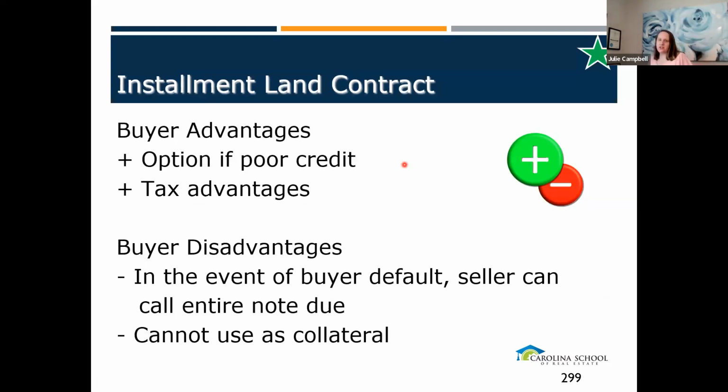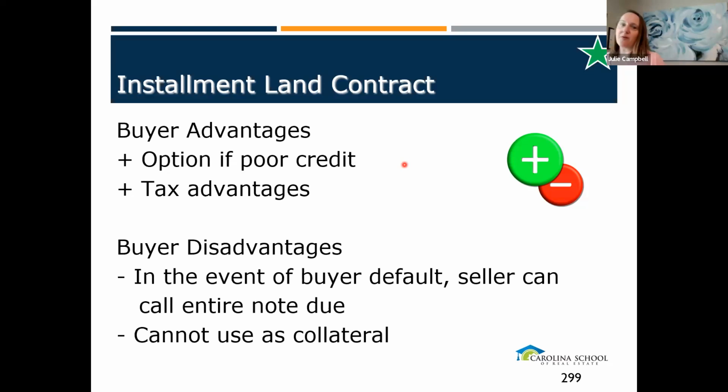Advantages and disadvantages of the buyer. This could be a good advantage if the buyer has poor credit. Maybe the seller's willing to work with them. Maybe they've had a string of recent medical bills that has messed up their credit, for example. The bank, the lender may not be able to help them out, but maybe the seller. The buyer's living there, they may be paying taxes. So again, they too may have tax advantages. Tell them to call their accountant.